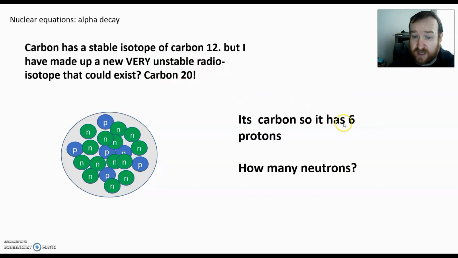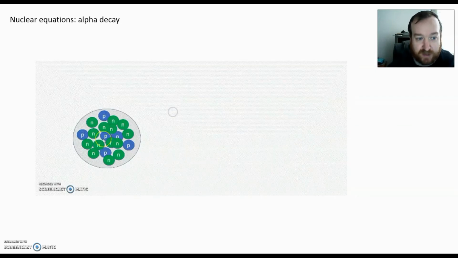I know there's 6 protons and 20 protons and neutrons in total. So I can do 20 take away 6. 20 take away 6 is 14. There should be 14 neutrons. 1, 2, 3, 4, 5, 6, 7, 8, 9, 10, 11, 12, 13, 14. I made my diagram properly. 14 neutrons.